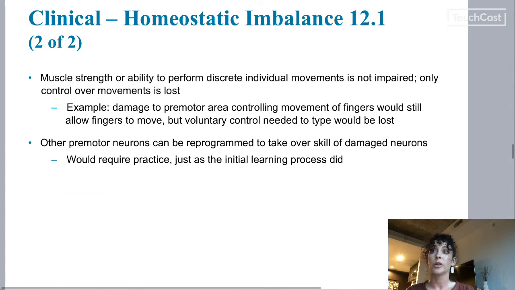Now, muscle strength or ability to perform discrete individual movements is not impaired, only control over those movements is lost. So damage to the premotor area that controls the movements of your finger would still allow your fingers to move, but that voluntary control needed to do something like type or use chopsticks would be lost during the stroke. Other premotor neurons can be reprogrammed to take over that specific skill, but it requires practice, just like it did when you first learned to do those things. So think about being a young kid, learning how to type. You would have to learn that over again, which is why physical therapy is super important following a stroke.